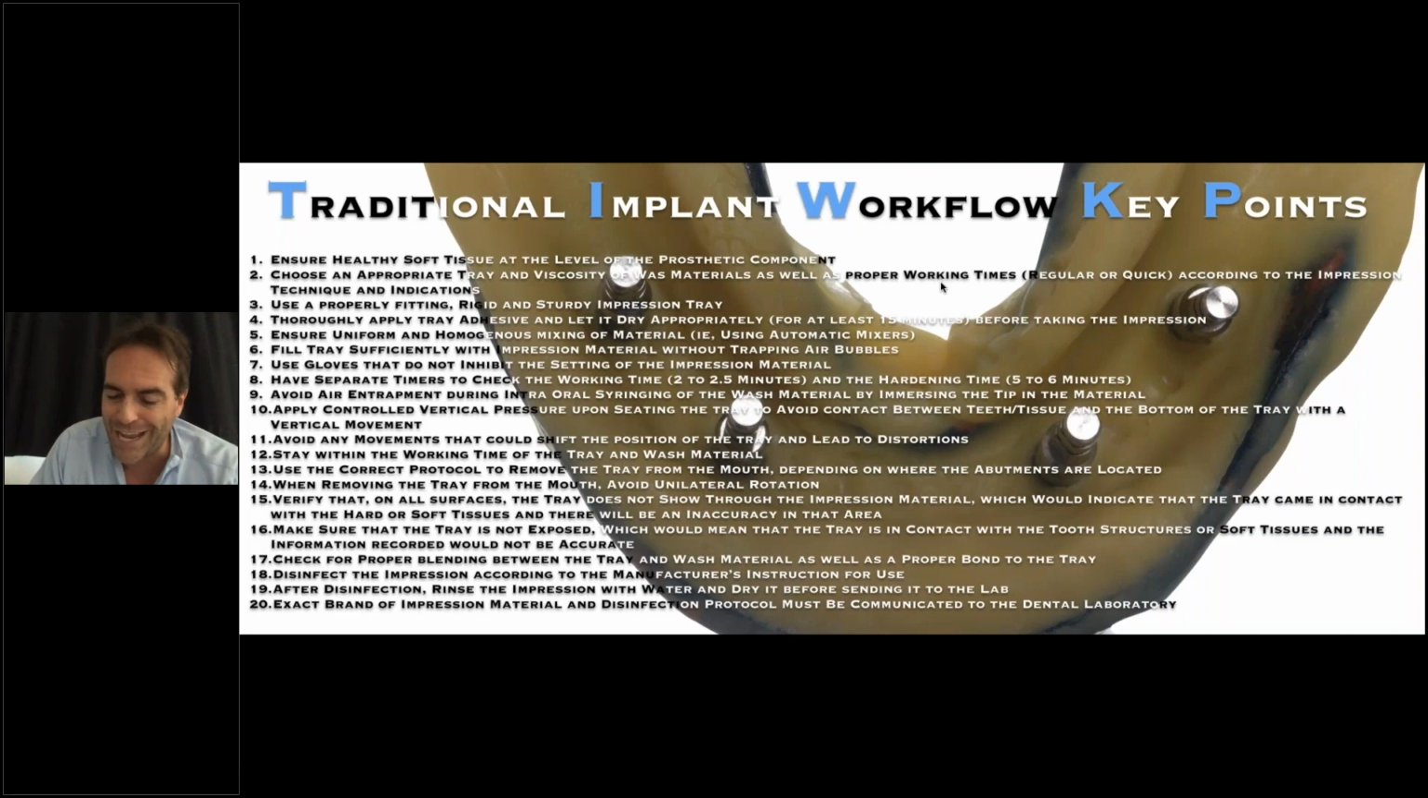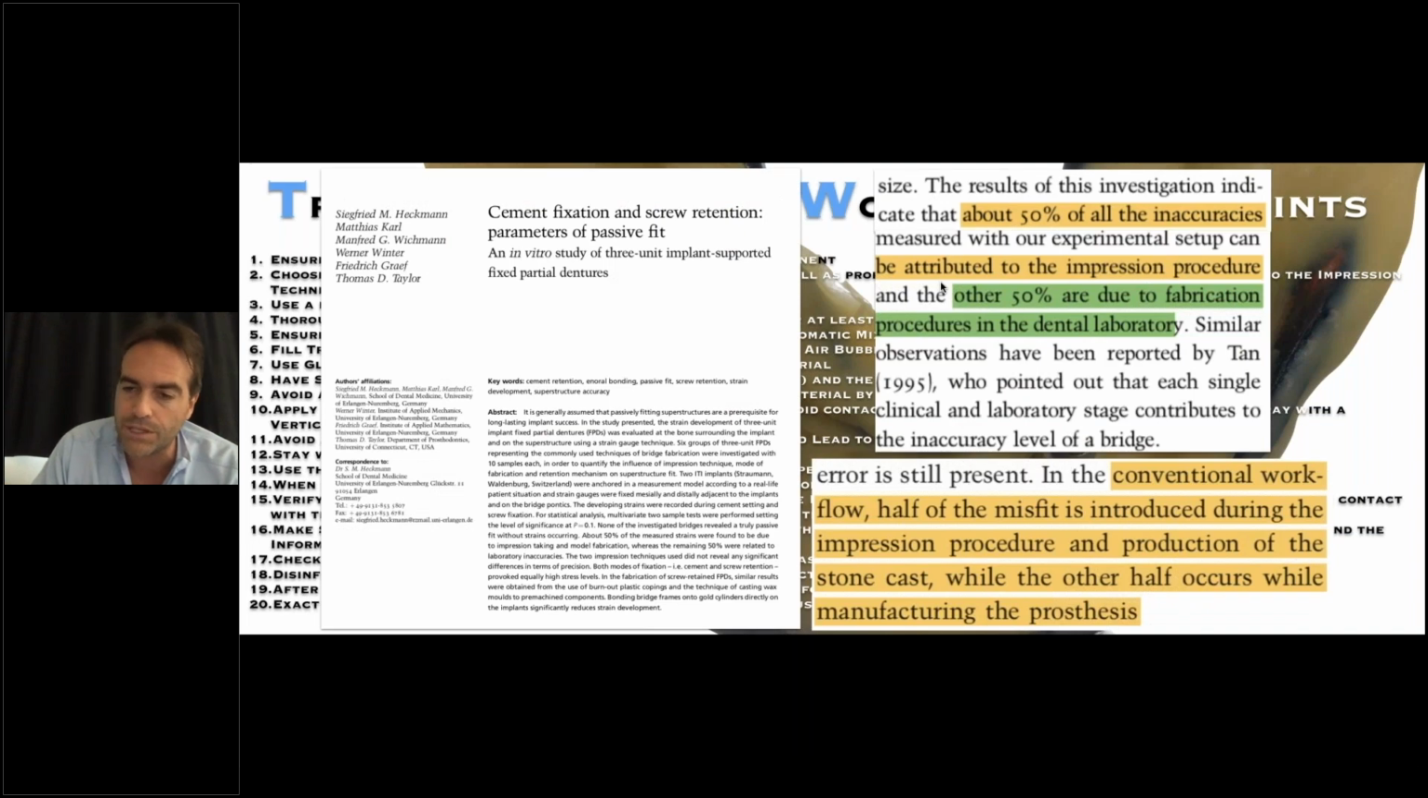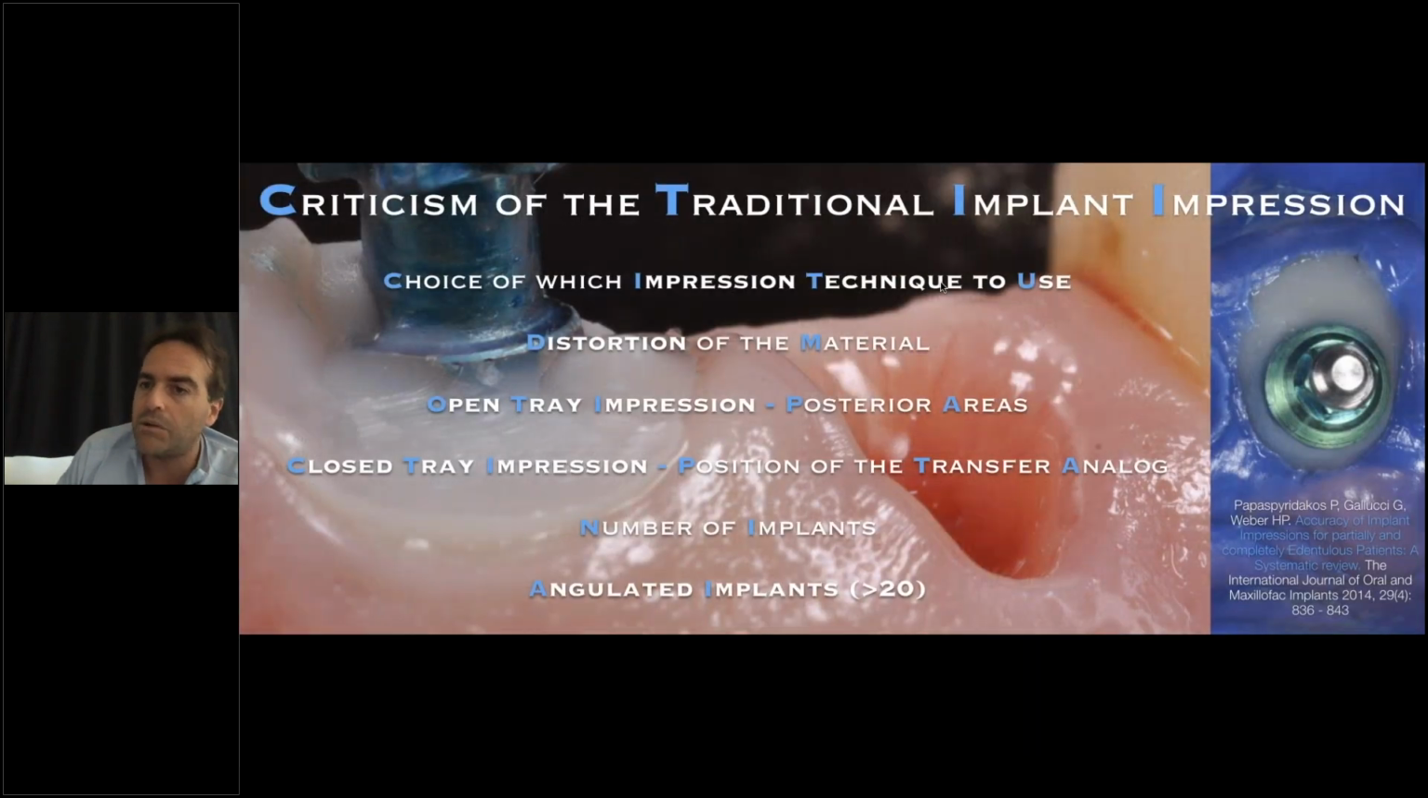And if you think carefully, these 20 steps are just the first piece of the puzzle, because 50% of the potential inaccuracies are attributed to the impression phase, but the other 50% are attributed to the dental laboratory procedure. So we have 20 steps just for the implant impression, not thinking about the lab technician workflow. And so think about that most probably digital impression has its own criticism, but the traditional impression also has its own criticism.